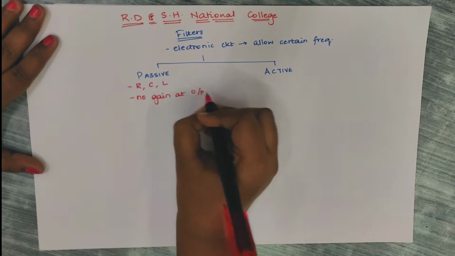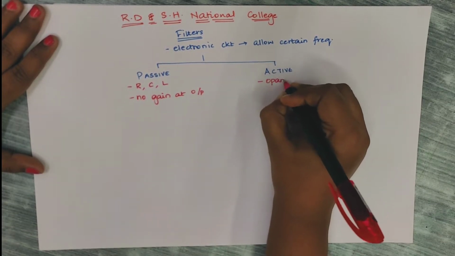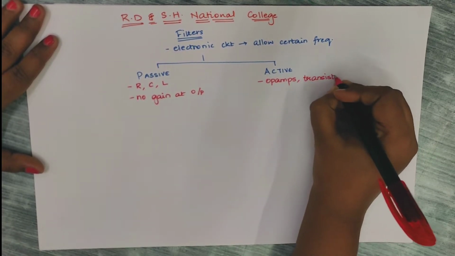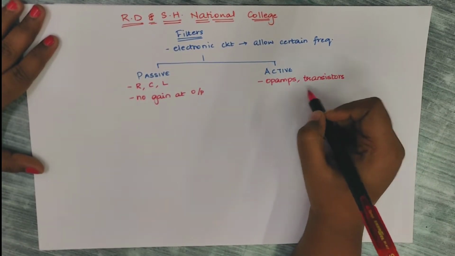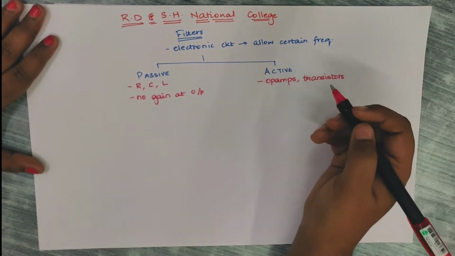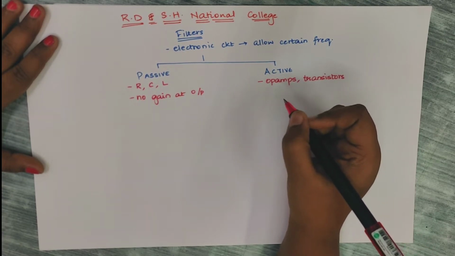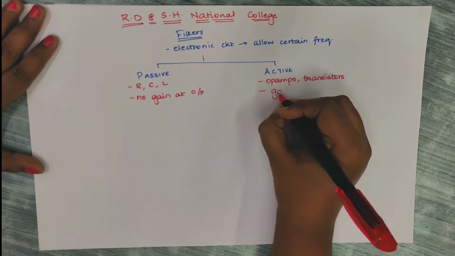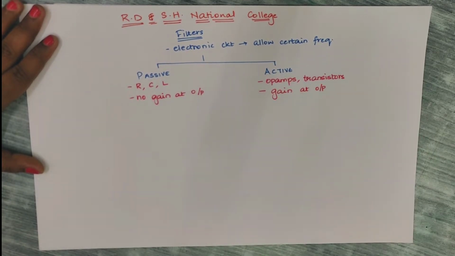But when we come to active filters, they are made up of your op-amps, transistors, along with capacitors and resistors. So you will have to connect resistors and capacitors in combinations to these to make an active filter. Now since they are active, they require an external source other than your input signal to process, and hence they provide a gain at your output. So you get a gain of voltage and current at your output.